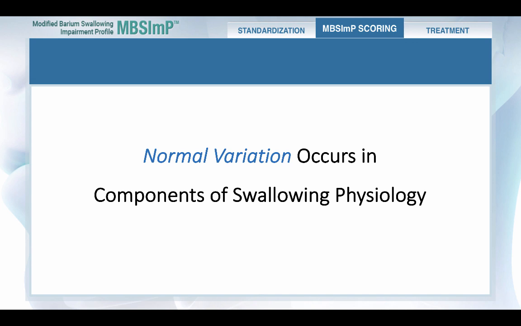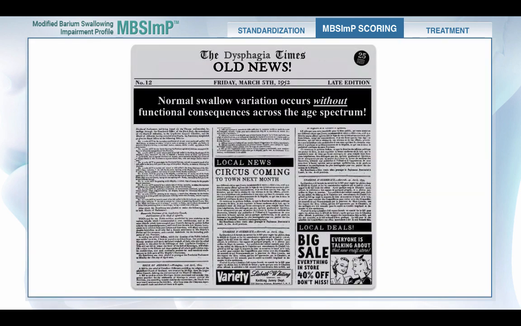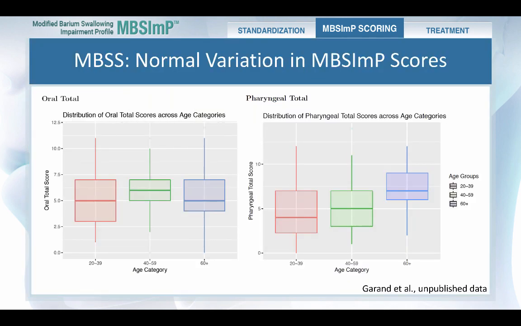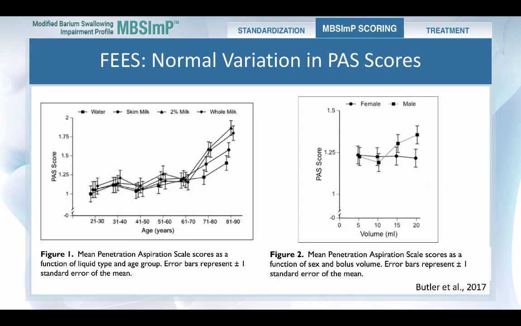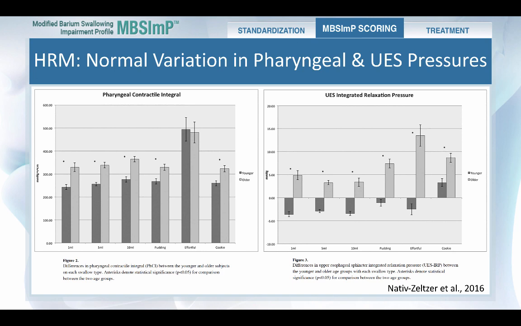Normal variation occurs in the components of swallowing physiology. This is not new information. Long-standing evidence supports the occurrence of normal variation in swallowing that occurs across the age spectrum and without functional consequences. This finding has been shown in studies that involve temporal, kinematic, or scored observations on MBS, Phys, and high-resolution manometry.